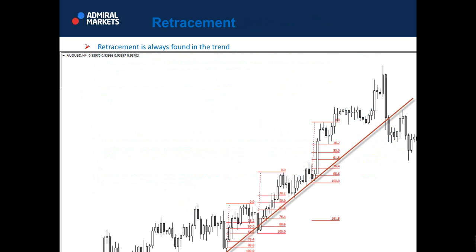This is the showcase of retracement. Retracement is always found in the trend. Now take a look at this picture. And if you are looking carefully, you will see that I have marked the trend with Fibonacci retracements.